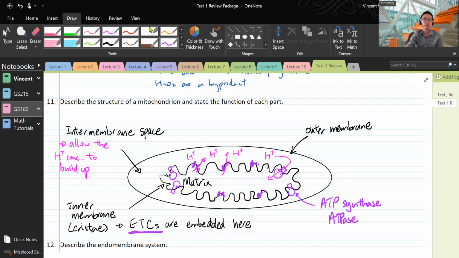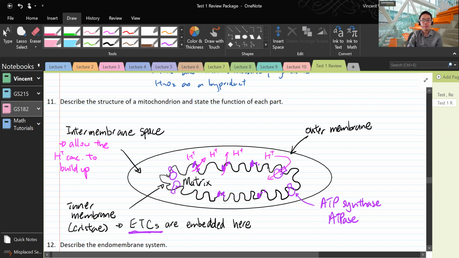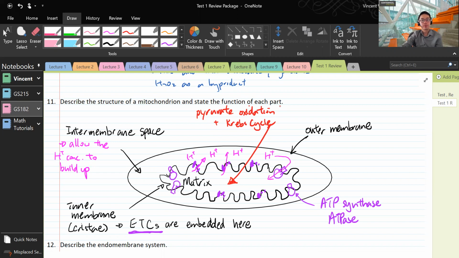Oh, of course, I should also mention the matrix, right? What happens in the matrix? What happens in the matrix is the pyruvate oxidation plus Krebs cycle. That's all happening in the matrix.